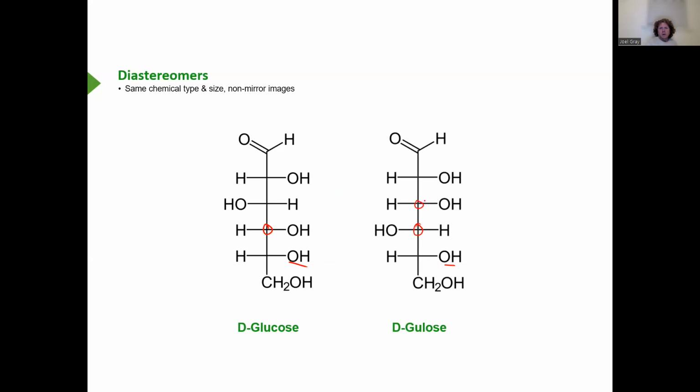Carbon number 3, hydroxide on the right-hand side of gulose, and it's on the left-hand side of glucose. So this is an example of two sugars that have two variations. So two asymmetric carbons are different from one another.